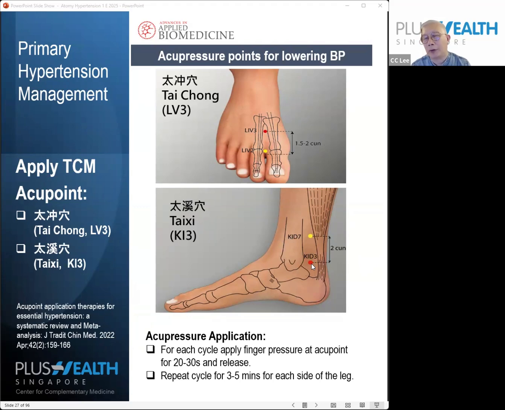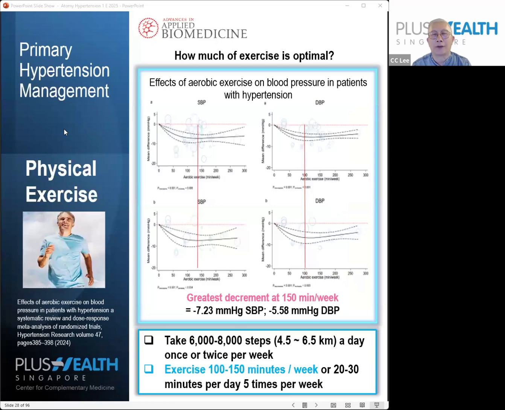This one again, same. You can use your finger to press on this point, again for 20 to 30 seconds each time, and then release it, and repeat the cycle for about 5 to 6 cycles. Every day, it will help to relieve and moderate your blood pressure as well. It's been proven quite effective. In fact, even in Western medical literature, there's a meta-analysis that studied how effective the TCM acupoints are, and they do confirm these 2 points are effective for management of hypertension. Okay, now let's look at physical exercise.